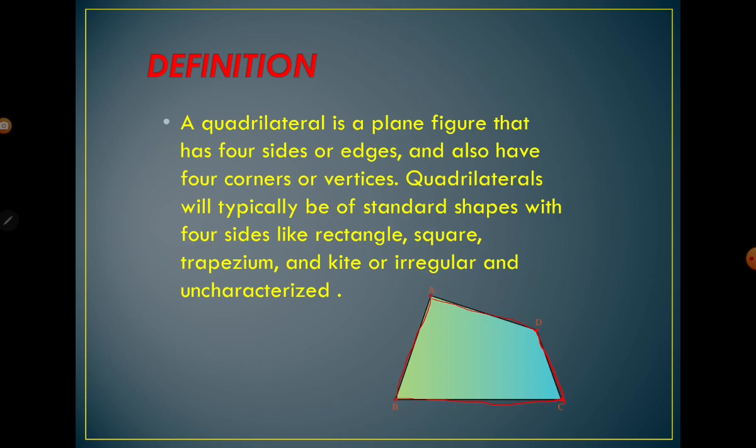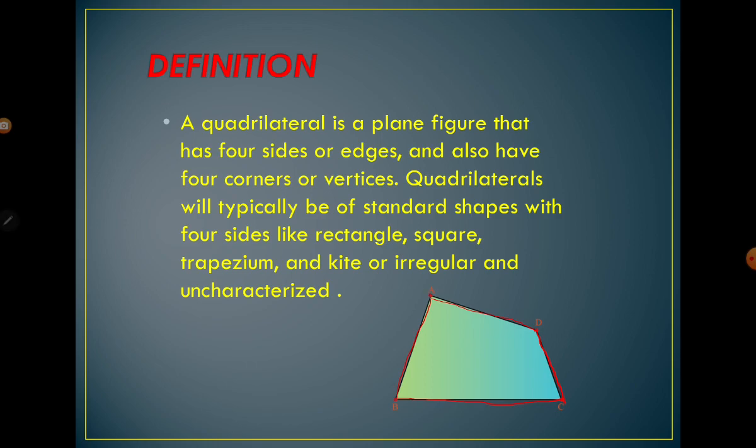This is a four-sided closed figure. We have so many types of quadrilaterals like square, rectangle, rhombus and so on. All these closed figures are quadrilaterals. There are different types of quadrilaterals, so today we'll discuss all the quadrilaterals separately and their properties also, one by one.